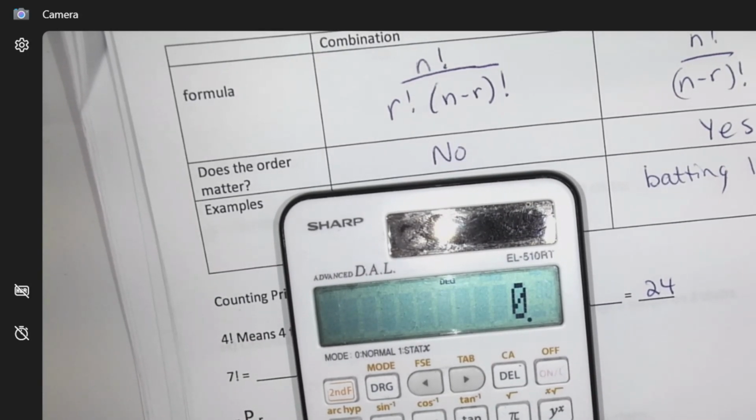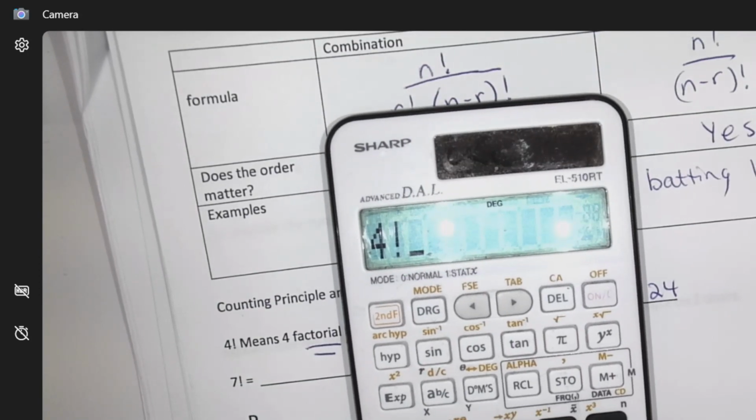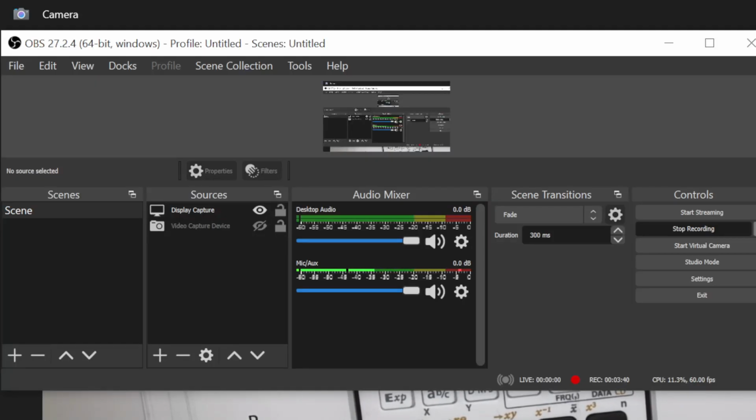Okay, so let's jump to our calculators. I'm going to find that button. 4, and then mine is right here, the n with the exclamation point, and I can push that in and get 24. So see if you can find that button on your calculator.